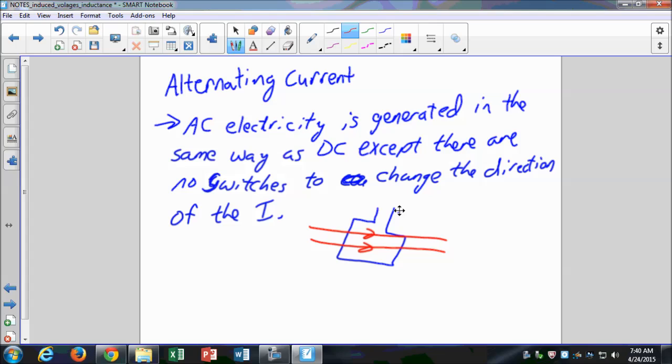So with AC electricity, you just don't have that switch, so each time it flips around, the current will change direction. And that's how you get alternating current. You just don't have those switches. And so if I were to plot the current versus time, if I don't have those switches, it'll oscillate back and forth, from some maximum to some minimum, and everything in between.